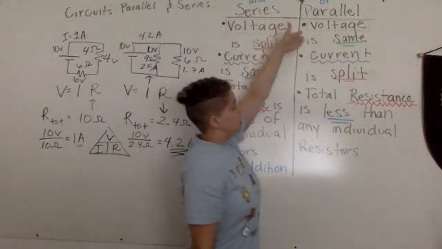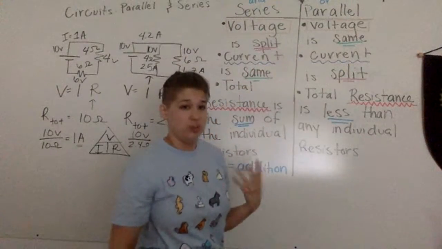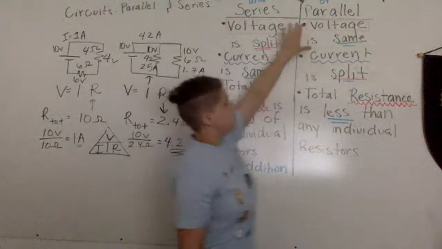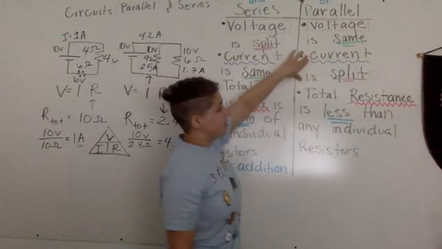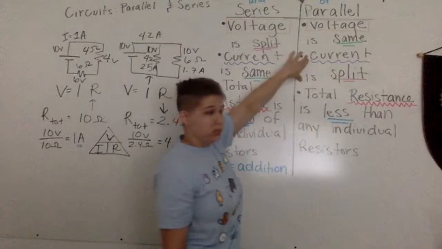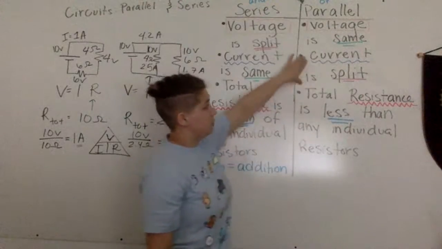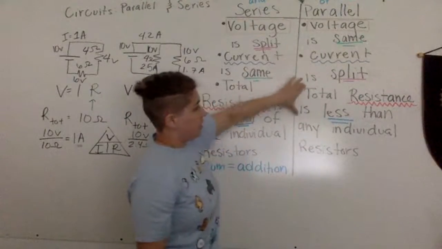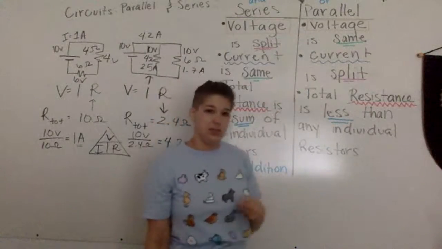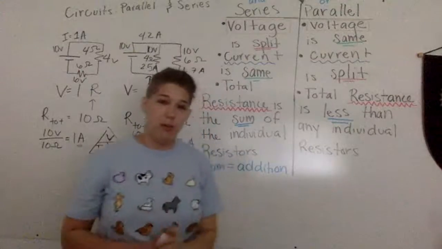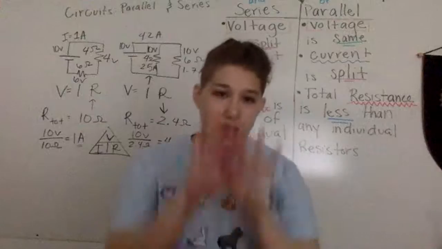Parallel, because they are different paths, your electrons only have to spend their volts in one place. Because of that, your voltages are going to be the same. But because they are in different places, the current will be split because you have 2 paths. So your current will be split up. And because you have 2 paths, your total resistance is less than any individual resistor because you have multiple pathways to get there.